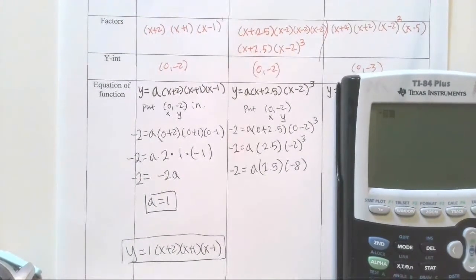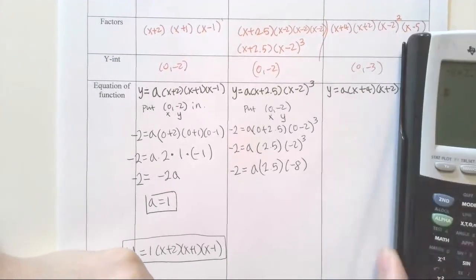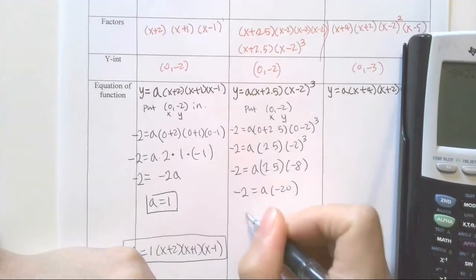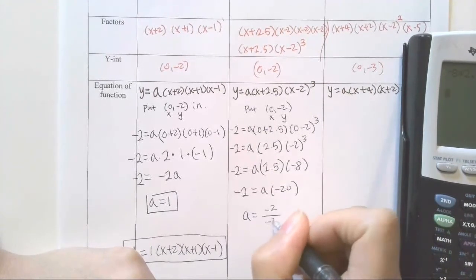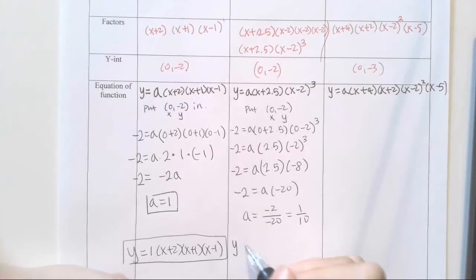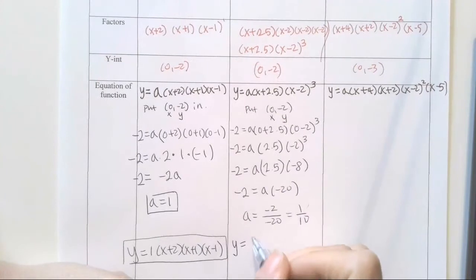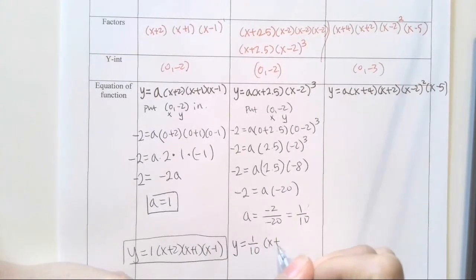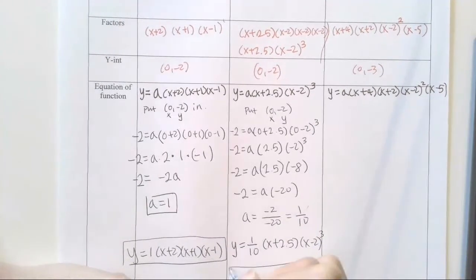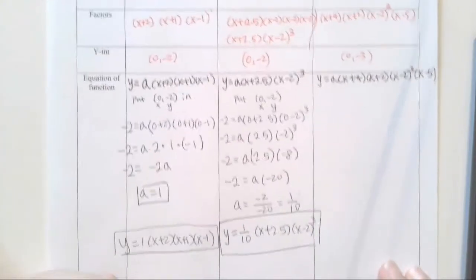So -8 times 2.5 is -20. So -2 is a times -20. So a is -2 over -20, which is going to be 1/10. So, final answer, we're writing the equation of the function. So, instead of a, you put 1/10 in. So, 1/10 times (x + 2.5) times (x - 2) cubed. Are you guys getting it?